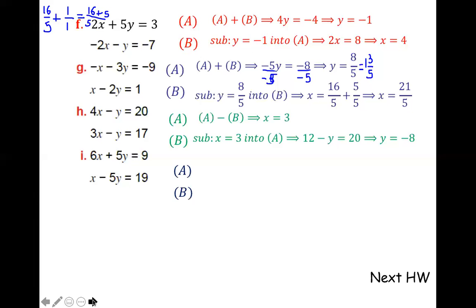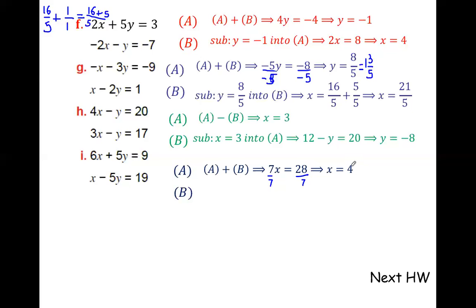Okay. And the last two, we're going to add them, because I've got a 5y and a -5y. And that gives me 7x equals 28. And you divide by 7 on both sides. Here, you would just do that if you were to show your working.